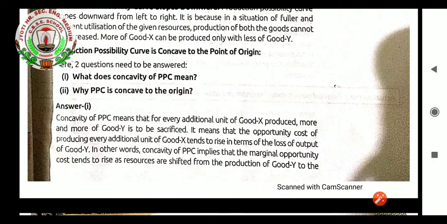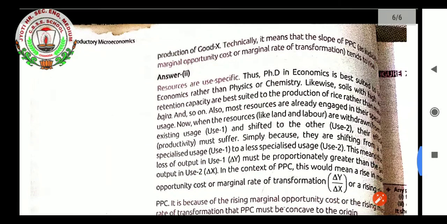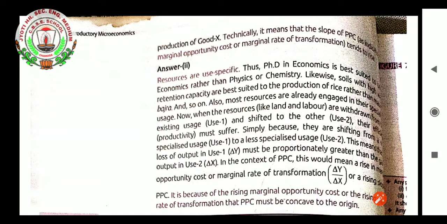In other words, concavity of PPC implies that the marginal opportunity cost tends to rise as the resources are shifted from the production of good Y to good X. Technically, it means that the slope of PPC, the marginal opportunity cost or marginal rate of transformation, tends to rise.